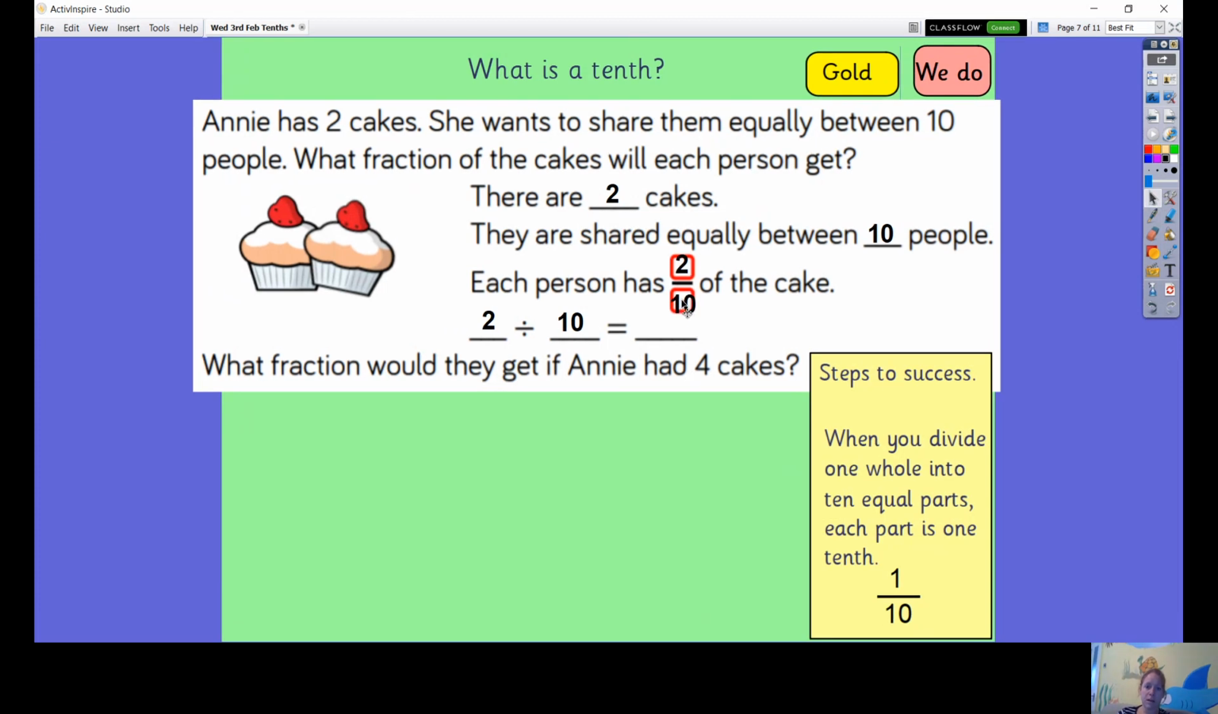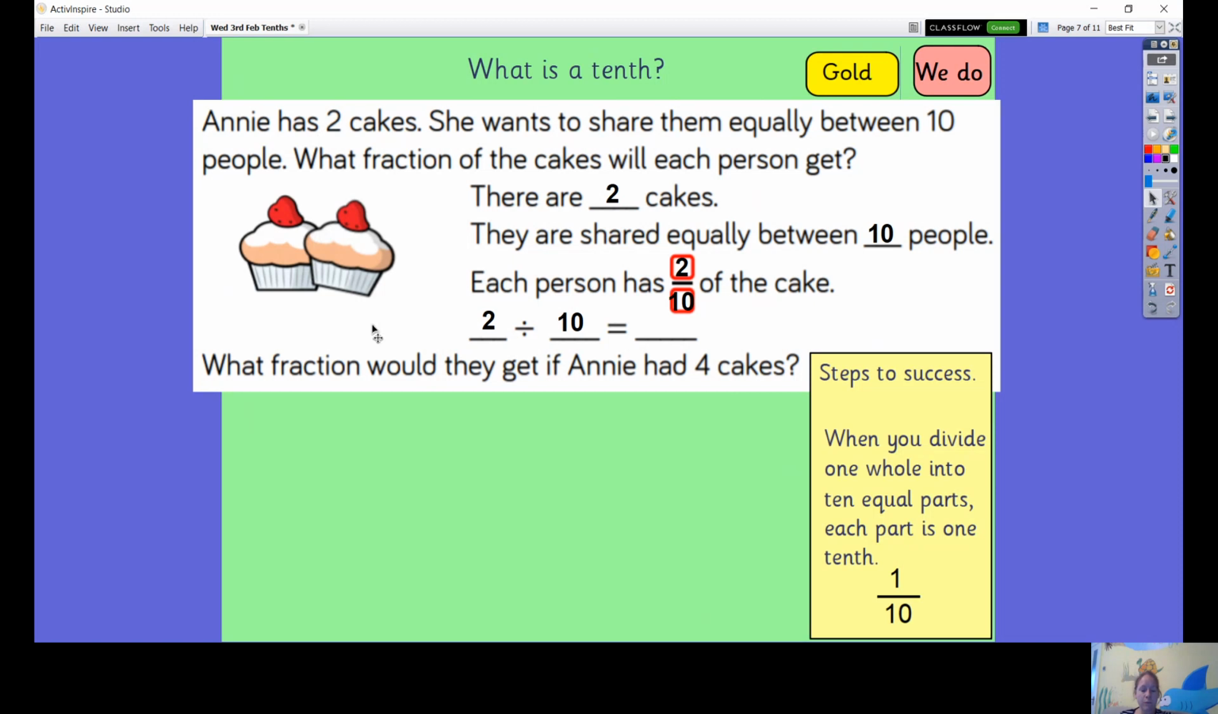They'll get 1/10 of one cake, won't they, and 1/10 of another cake. That'll be 2 bits of 10, 2/10 in total. Okay, so if you think about that, if I'm one of those people, I'm going to get 1/10 of this cake here, and I'm going to get 1/10 of this cake here, so that'll be 2/10.